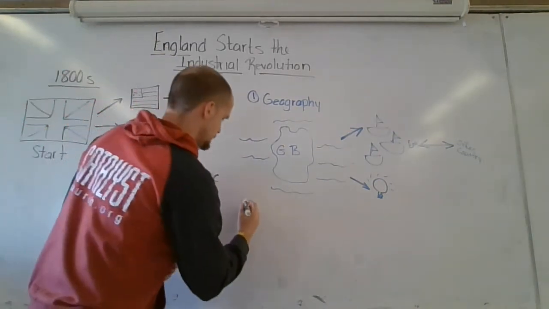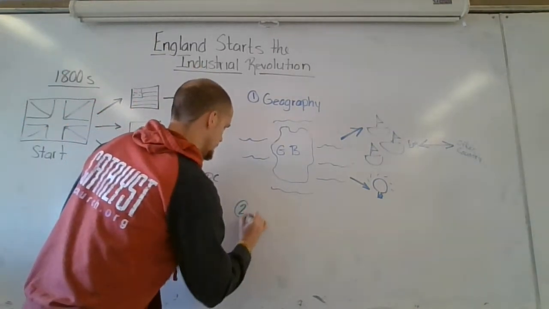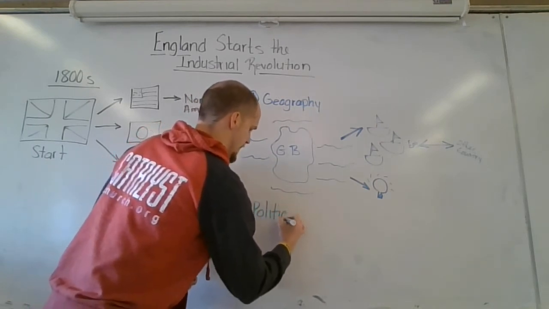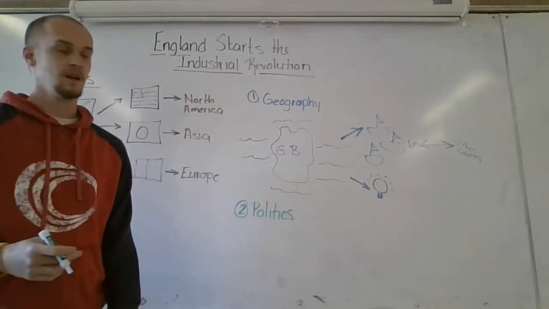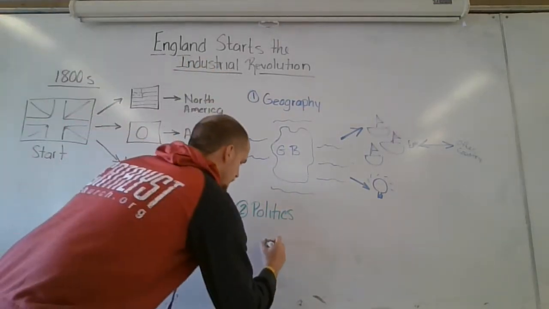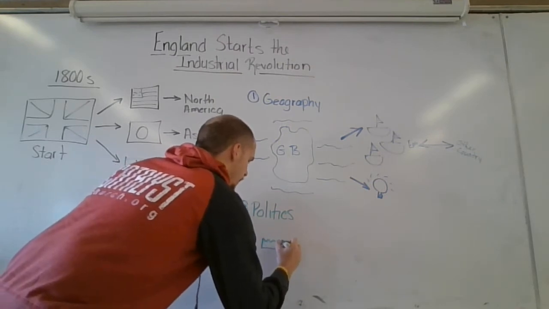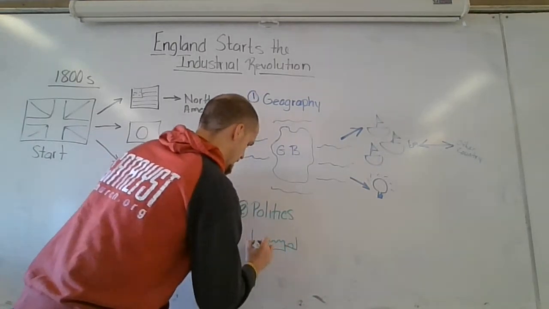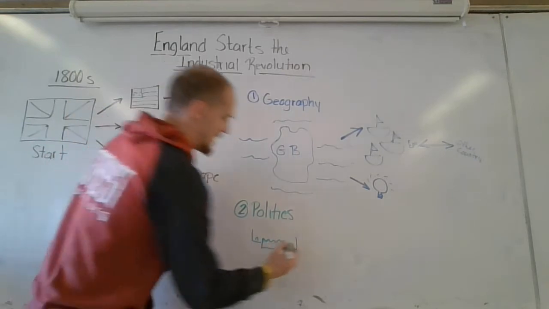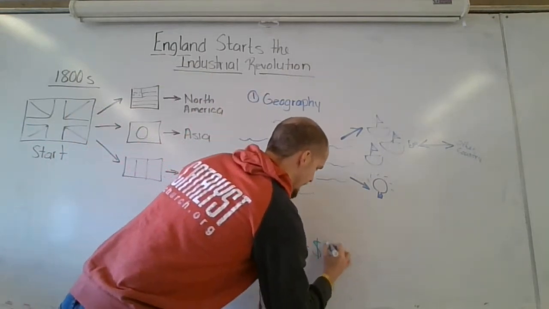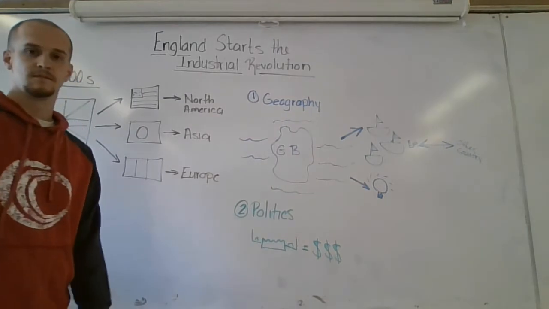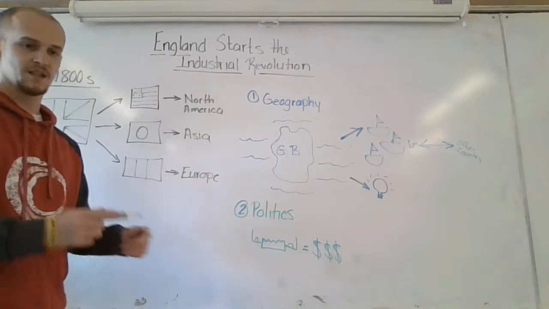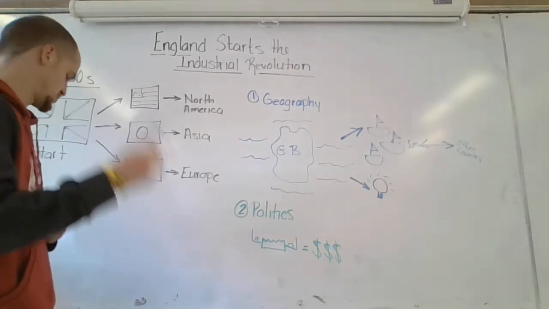Reason number two is politics. And simply put, the British government is very strong. They have a very strong government. And because they have a very strong government, they have lots of money. They have lots and lots of money, which enables them to kind of jumpstart this process, this idea, this industrial movement.